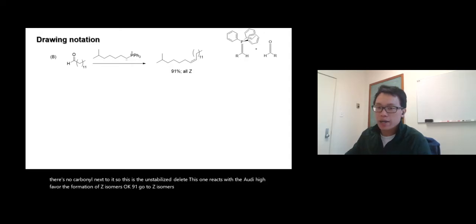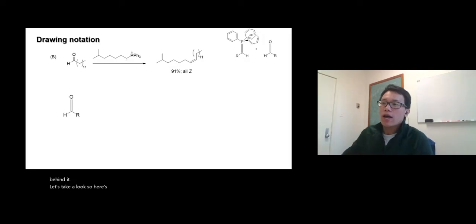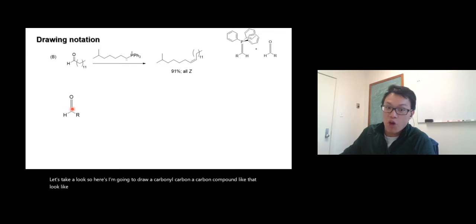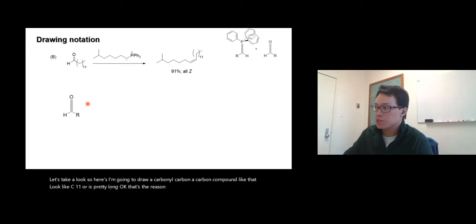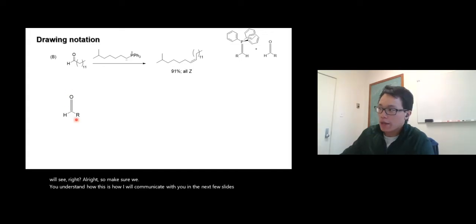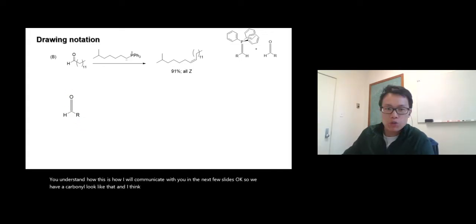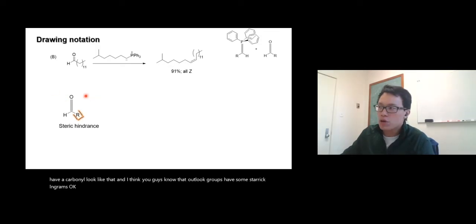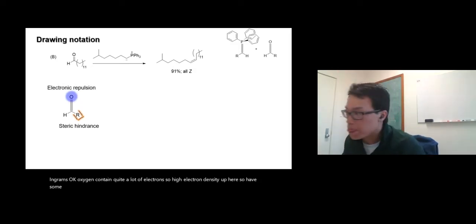All right, here's the explanation behind it. Let's take a look. I'm going to draw a carbonyl compound like that. The C double bond O looks pretty long, and that's the reason why I do that. You will see. Make sure you understand how I will communicate with you in the next few slides. So we have a carbonyl that looks like that, and I think you know that alkyl groups have some steric hindrance. Oxygen contains quite a lot of electrons, so there's high electron density up here, so there's some electronic repulsion.